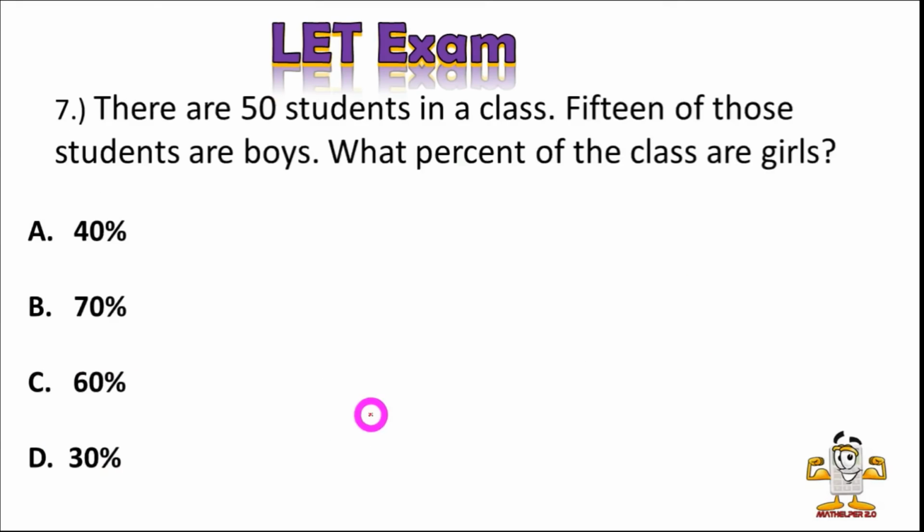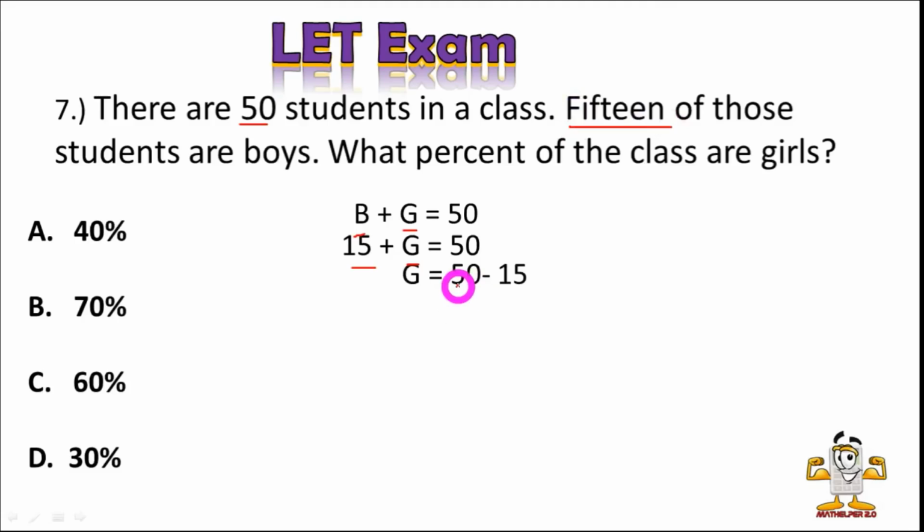So number 7, there are 50 students in a class. 15 of those students are boys. What percent of the class are girls? So boys plus girls equals 50. So there are 50 students. So 15 boys. Hinahanap po natin yung number ng girls. So 50 minus 15, so 35 po yung girls.